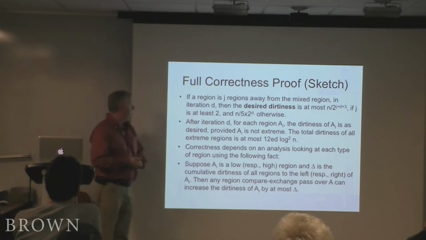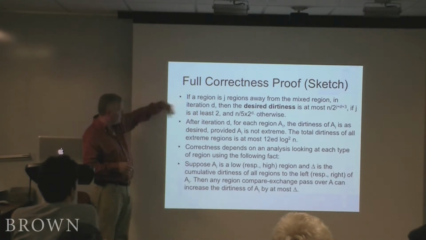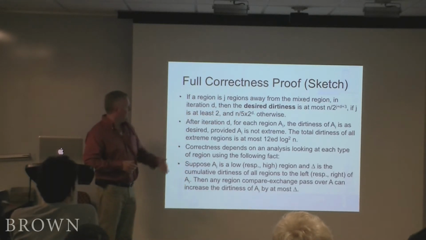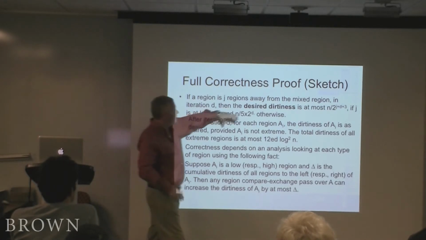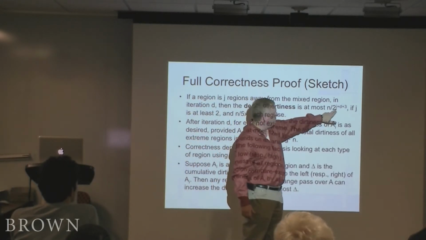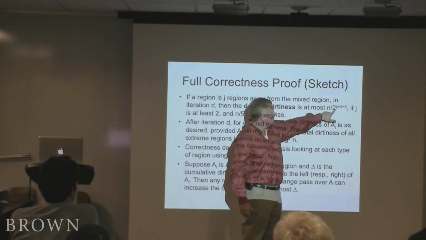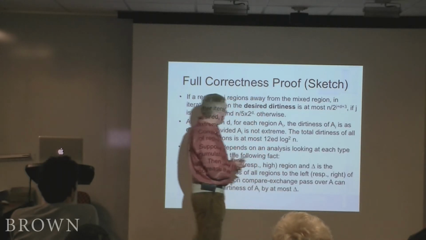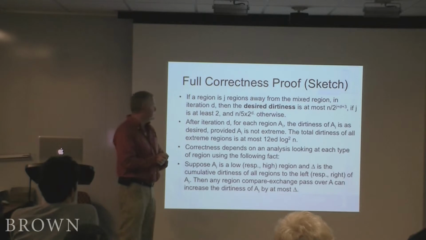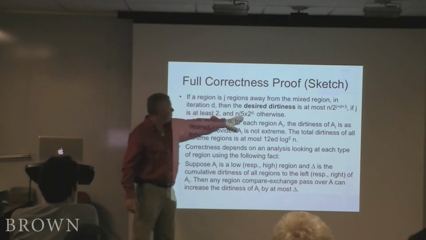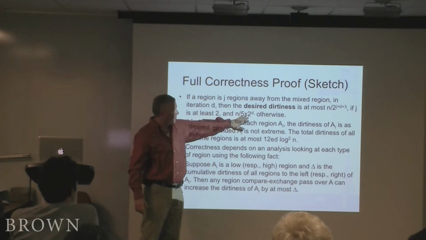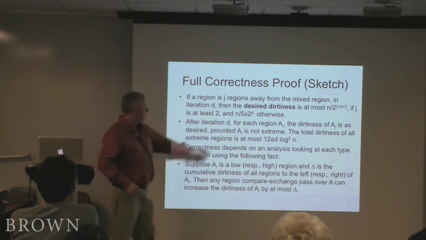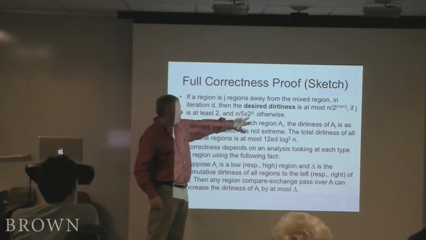So, getting to your question, Phil, what I show, as an induction invariant, is that we have this desired dirtiness that we'd like to have after every iteration. So after iteration d, the desired dirtiness of each region is going to be n over 2 to the j plus d plus 3, where j is your distance from the mixed region. So that's literally an exponential decrease in your dirtiness as you go away from the mixed region. And if you're right next door to the mixed region, we'll just make it 5 times 2 to the d, where again, d is the iteration we're in. So all the regions are of size n over 2 to the d.